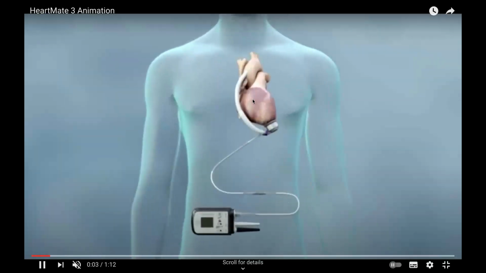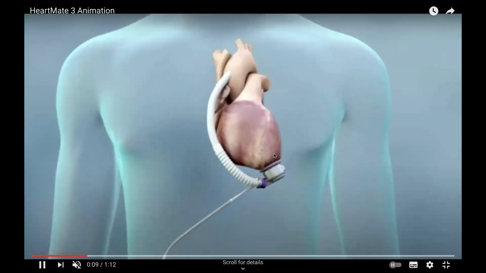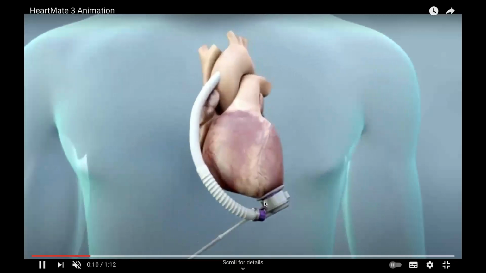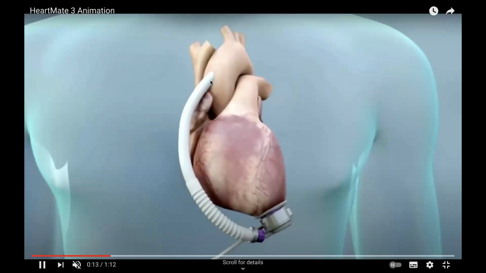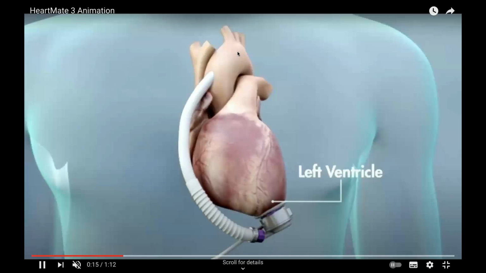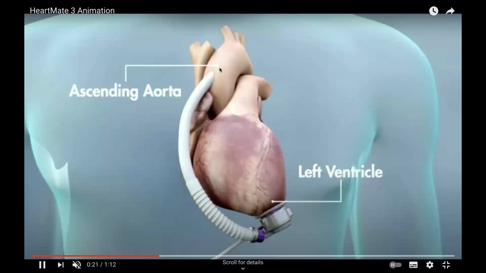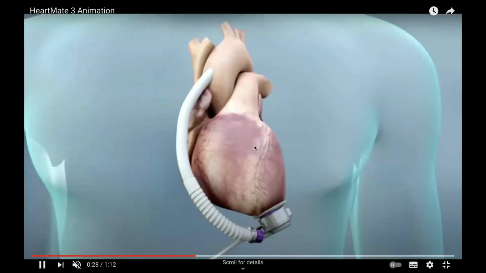So you can see here, this is a beating heart, and you can see this device that is sitting right next to the heart. This is the graft that goes and connects to the main blood vessel, that is the aorta. Blood gets sucked out from the left ventricle and then gets put into the ascending aorta that goes to the body. That's how it's assisting the heart.